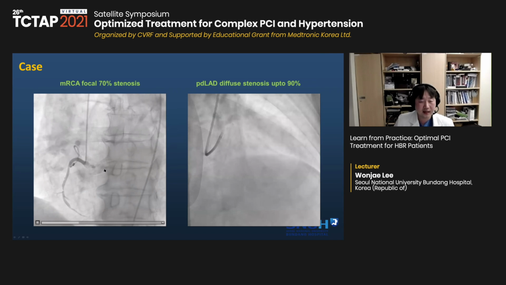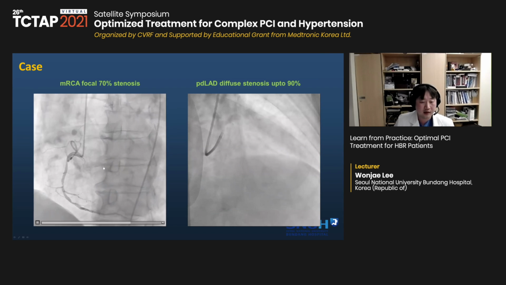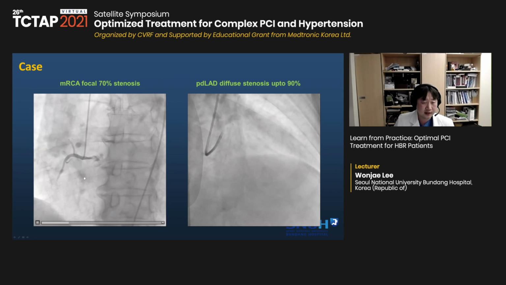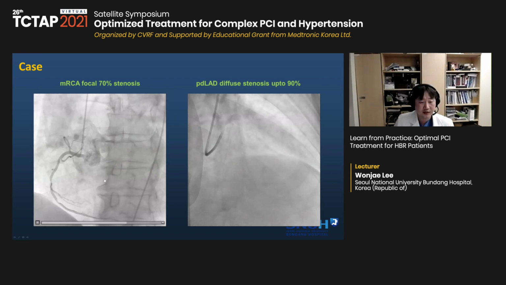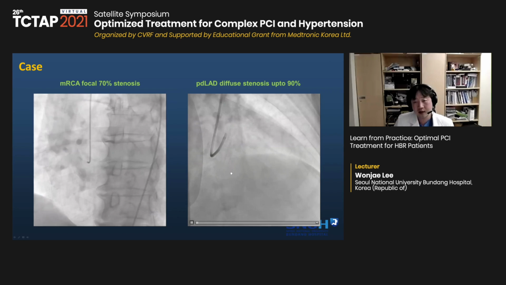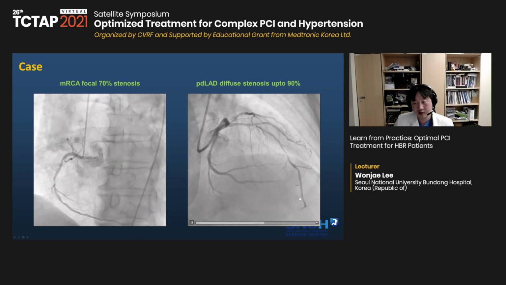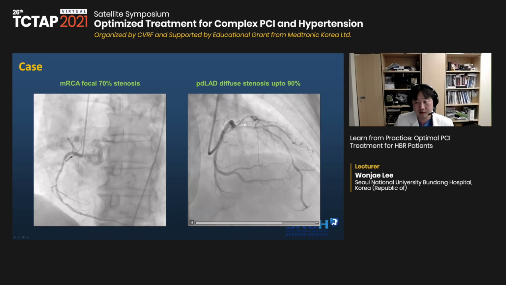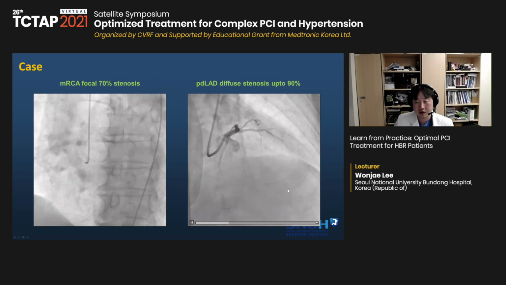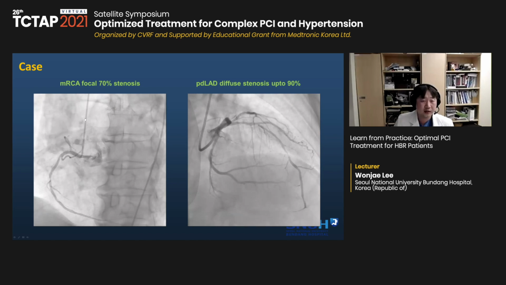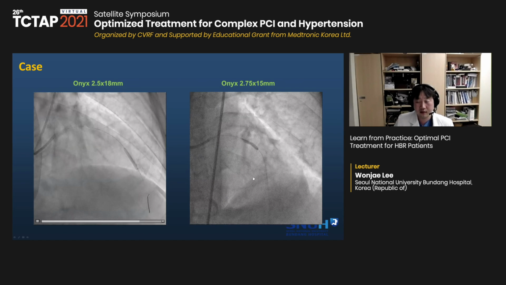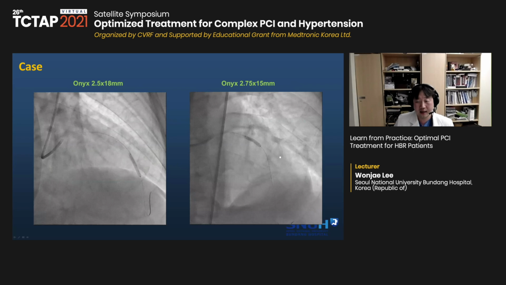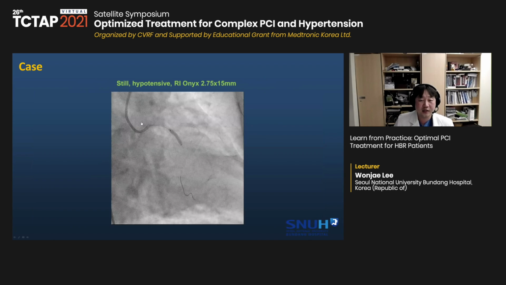So we decided that we were going to just touch really critical lesions. The patient had a tight stenosis in the RCA, but we just left it. The patient also had a pretty long lesion at the proximal LAD and a tight lesion at the ramus intermedius, but we decided to just touch the culprit lesion. So we put only a 2.5 at the distal LAD and a 2.75 at the proximal LAD. But the patient was still hypotensive, so we had to put another stent in the ramus, an Onyx 2.5.